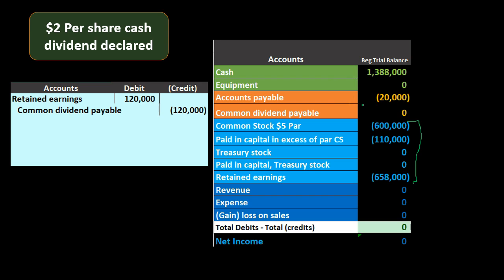So if we record this, then we see that the retained earnings has a debit balance. We're going to record this 120 to it. Retained earnings has a credit balance. We're going to record the debit to it.